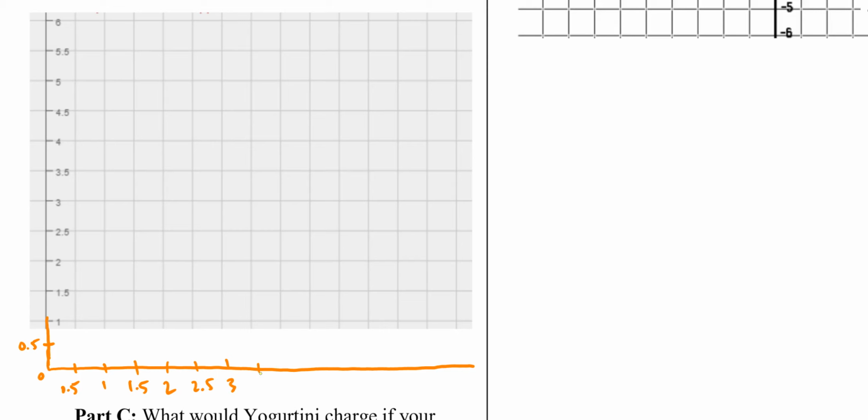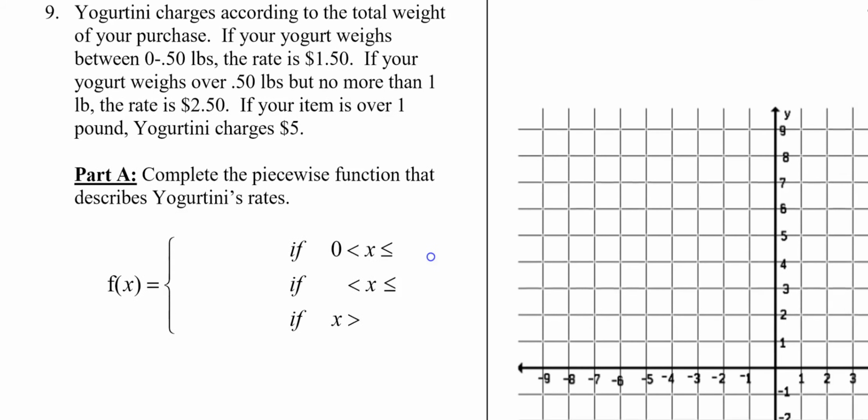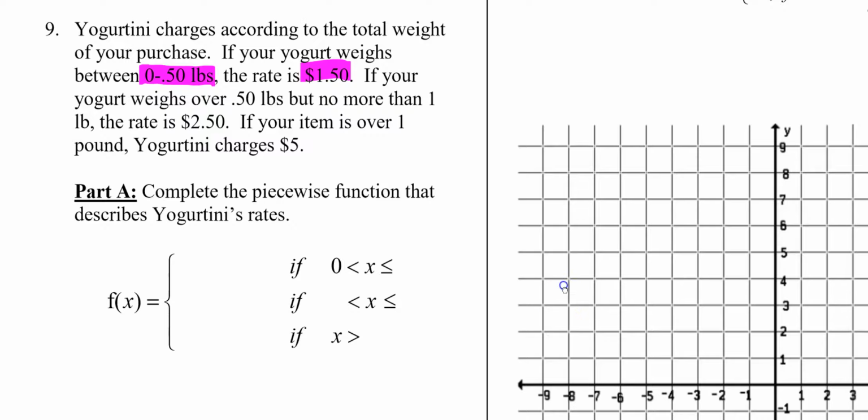So, alright, so the first part of that sentence says, if your yogurt weighs between 0 and 1/2 a pound, the rate is $1.50. So no matter what our weight is between 0 and 1/2 a pound, the cost is $1.50. Well, that's just going to be a constant.